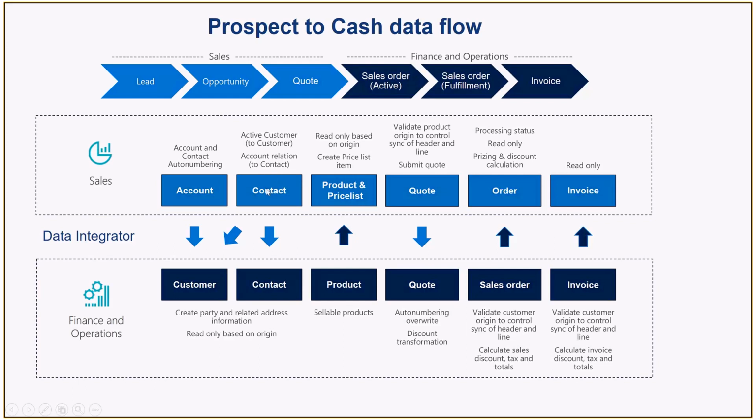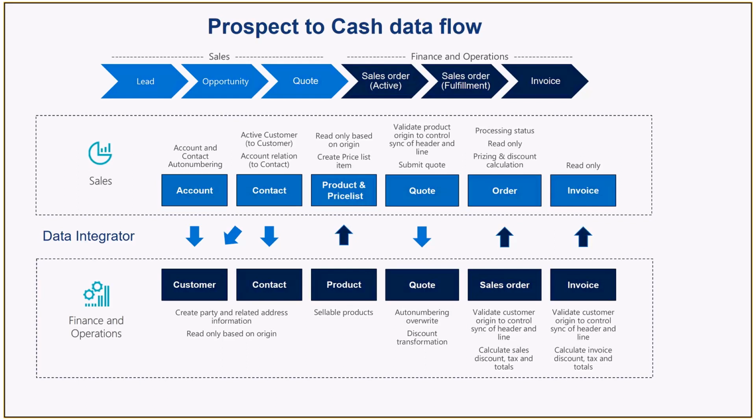For contacts that are related to an account, we want to keep them as contacts because this would be a contact for a specific customer inside of finance and operations. So we will synchronize these from contacts to contacts. For products, we go in the other direction. So that means that in this case, finance and operations is the master of the data. So products will be created in finance and operations and synchronized to the sales system.